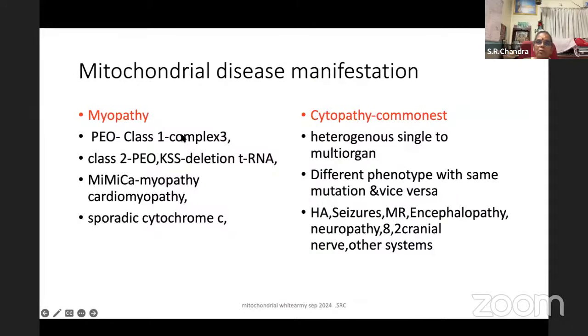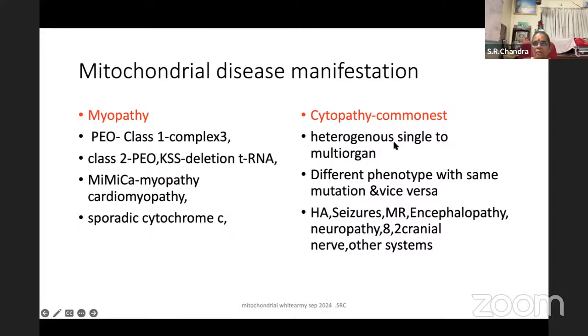So under the myopathy, myopathy means mainly only muscle. Cytopathy means muscle plus other tissues. So myopathy, progressive external ophthalmoplegia, class 1, complex 3. And class 1 means nuclear complex 3 deficiency. Class 2, progressive external ophthalmoplegia, Kearns-Sayre syndrome, deletion, tRNA. And this is myopathy, cardiomyopathy, and sporadic cytochrome deficiency. So they are named like this. MIMyCa means myopathy, cardiomyopathy. Cytopathy means more than muscles, other organs are affected.